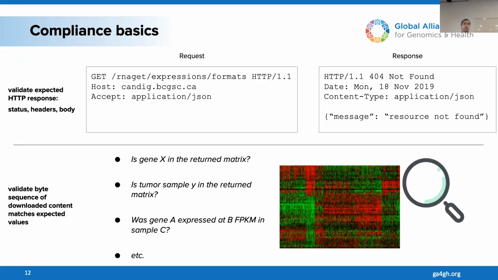How this is done is pretty basic. It's not too complicated of a concept. I'll go through an example using RNAget. We can assess compliance to the standard at various levels. We can look at it at the HTTP level. If we ask a certain question, we know that we should get a certain response. So we can ask RNAget for expressions formats, essentially asking the server to tell us which file formats it supports for expression matrices.